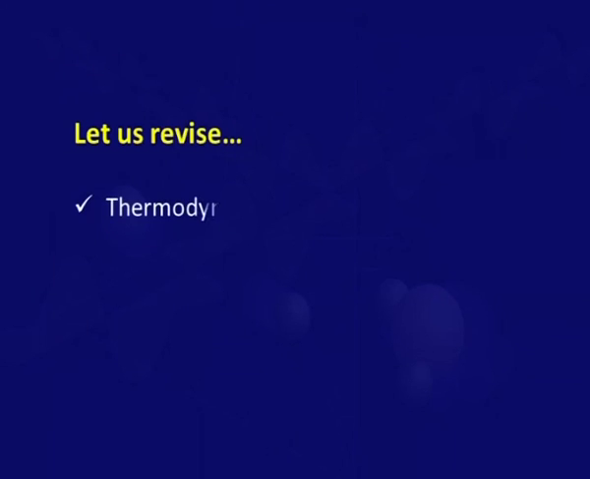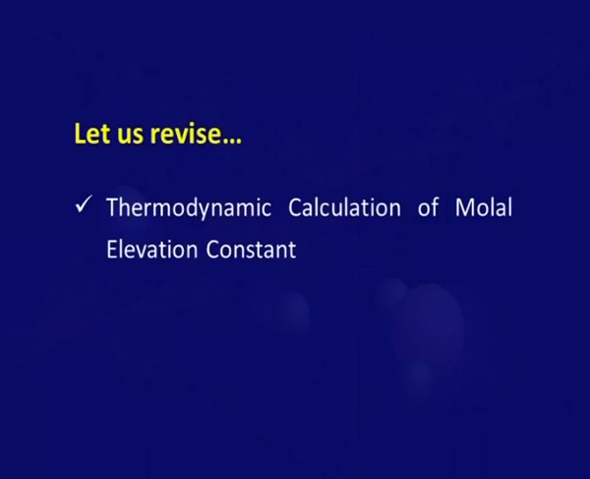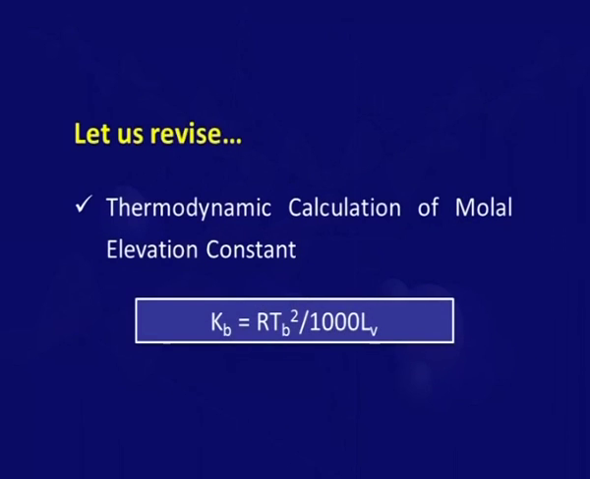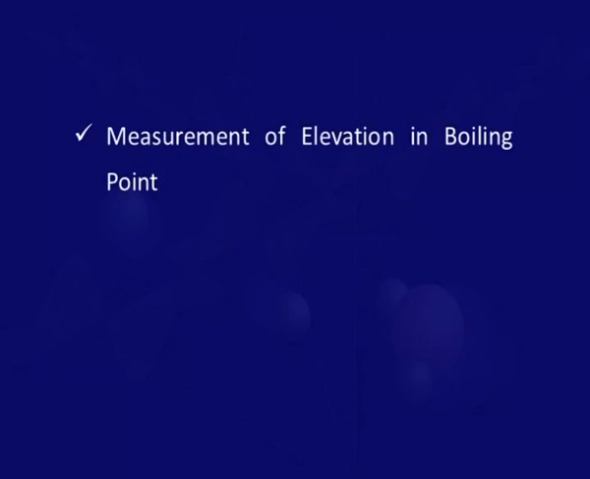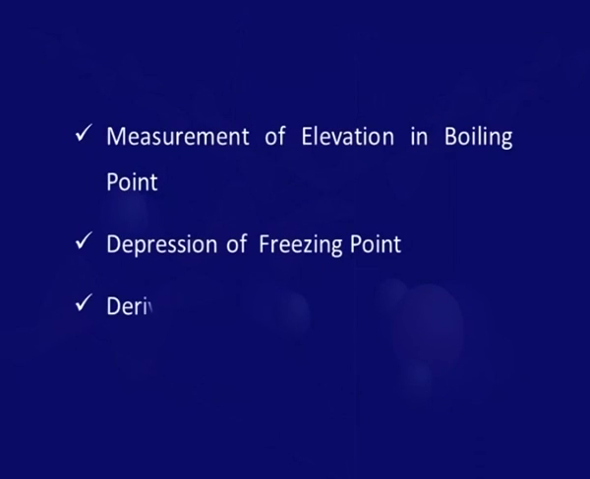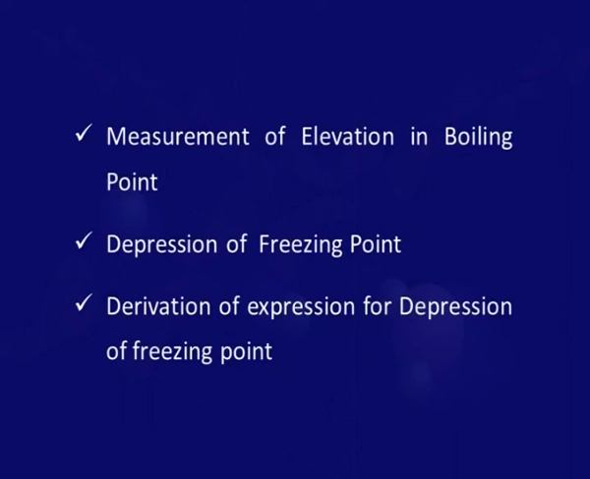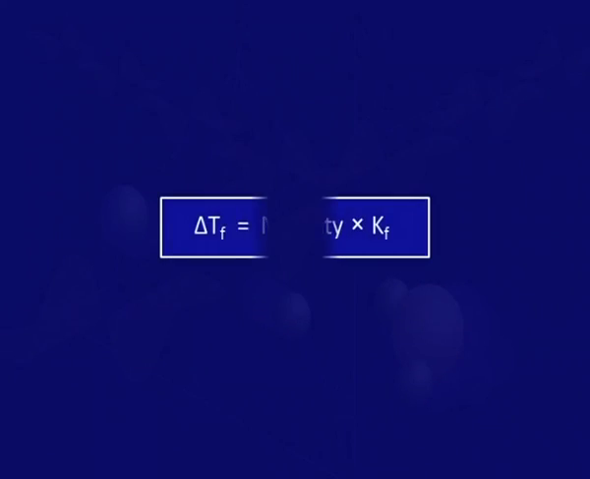We have calculated the molar elevation constant thermodynamically. The expression used was Kb equal to R TB square upon 1000 into Lv. We have also done two measurement techniques for the elevation in boiling point. These two techniques were Landsberger's method and Cottrell's method. Then we defined depression in freezing point and derived a relationship for it. This relationship is delta Tf equal to Kf into molality. We will continue discussing depression in freezing point in our next lecture also.